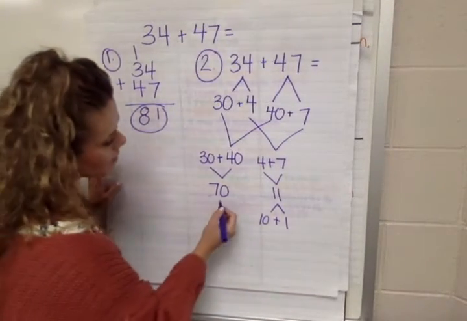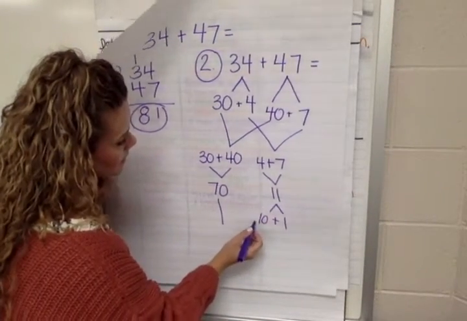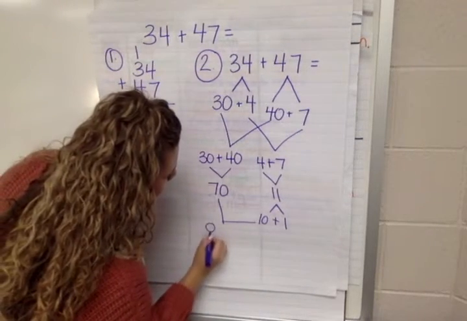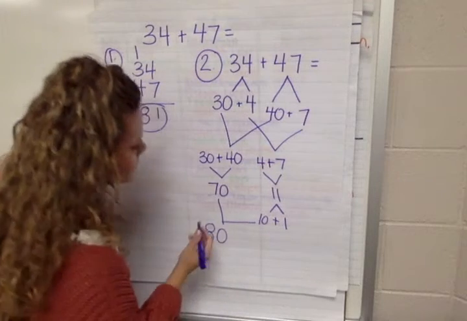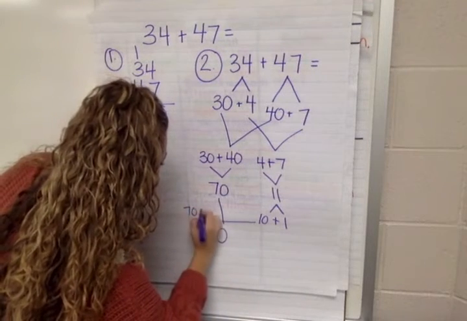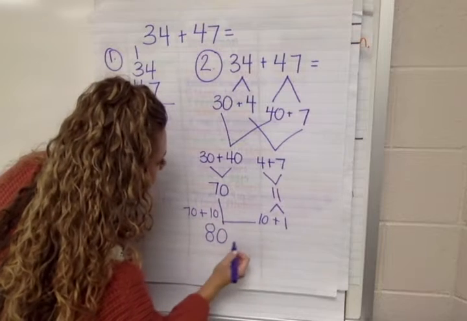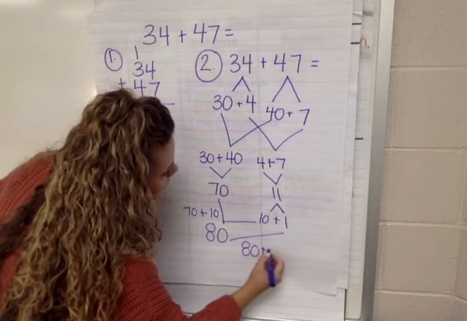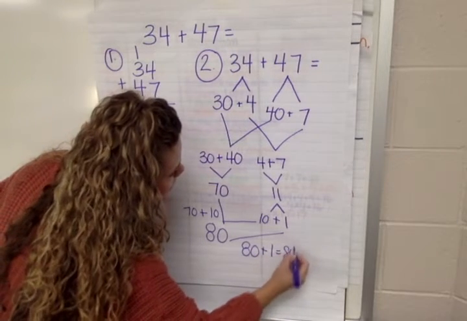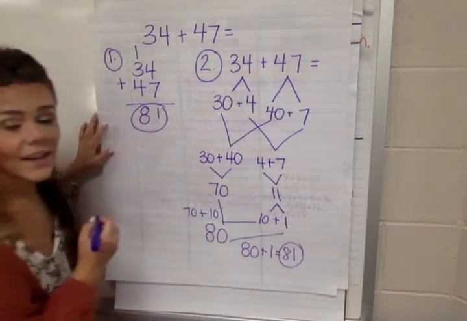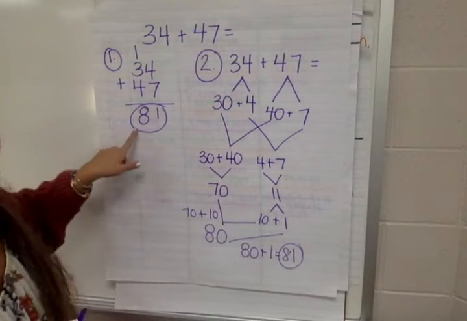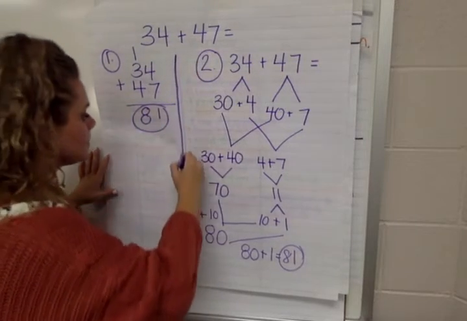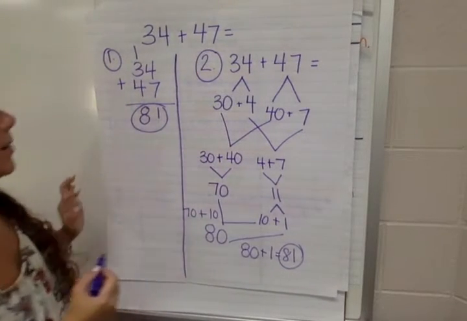Oh, I gotta put my tens together again. Whoops. 70 and 10 make 80. And then you have to add it to 1. Because 80 plus 1 equals 81. Oh my goodness. Did we get the same answer both times? We sure did. So those are two ways we could solve the problem.